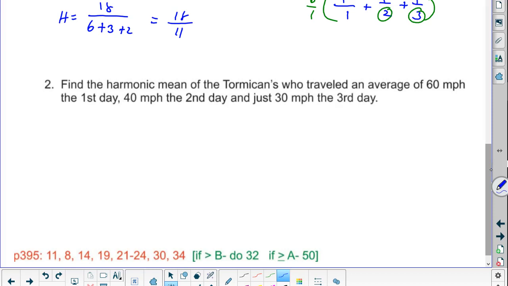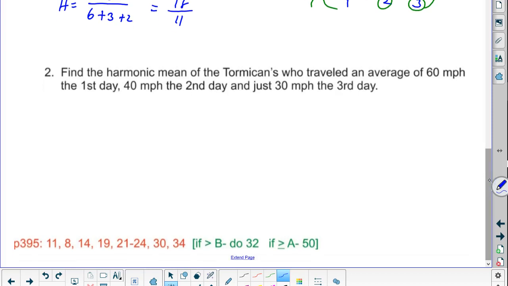Find the harmonic mean of the Tomikins who traveled an average of 60 miles per hour the first day, 40 miles per hour the second day, and 30 miles per hour the third day.